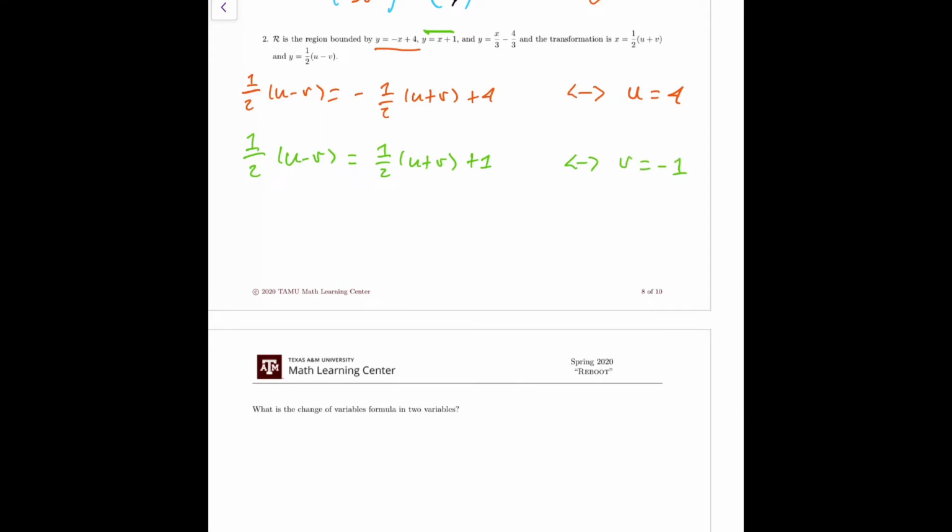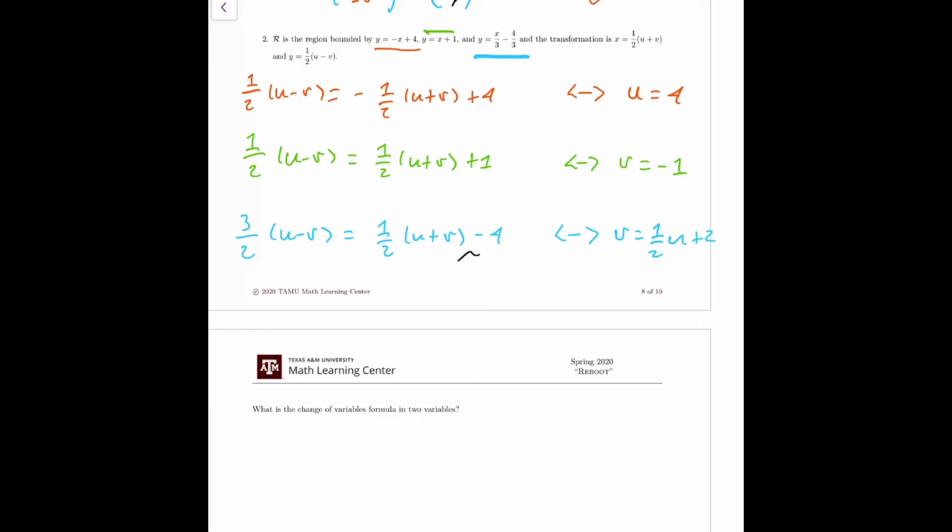Now we'll do the last boundary line, but first, to make things a little more convenient, we'll multiply both sides by 3. And so we end up with 3/2 times u minus v is equal to 1/2 u plus v minus 4. And again, rearranging this, we get that v is equal to 1/2 u plus 2.